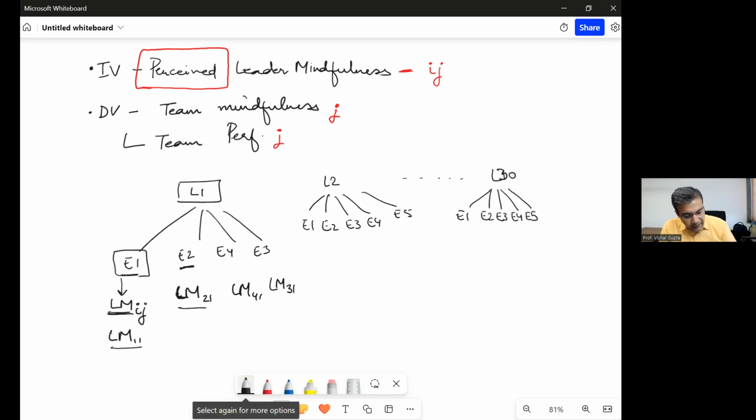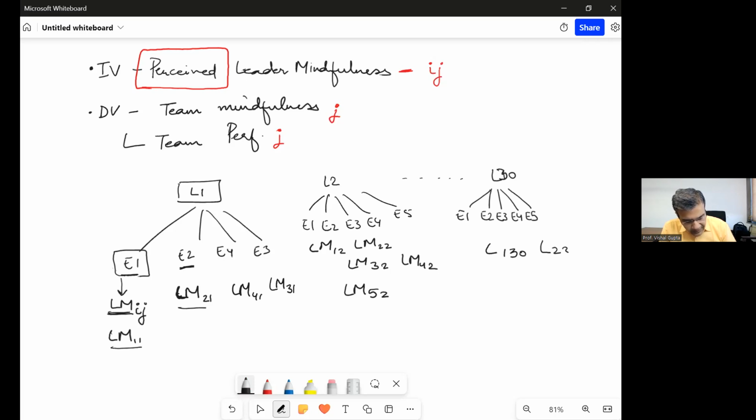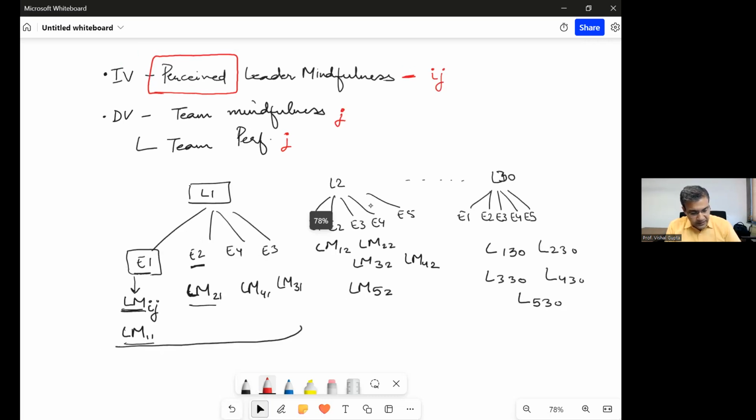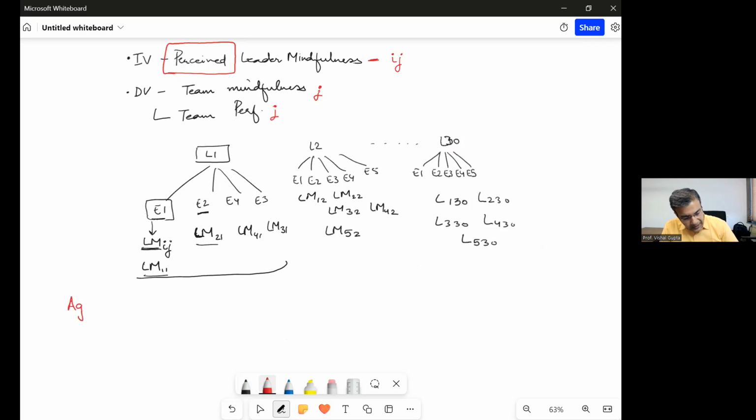Similarly, now you have LM12, LM22, LM32, LM42, and LM52. And similarly, you have LM130, LM230, LM330, LM430, and LM530. These are all IJ variables. Now what do I do? I can aggregate. This word we will talk about in our later discussion. This word is called aggregation.